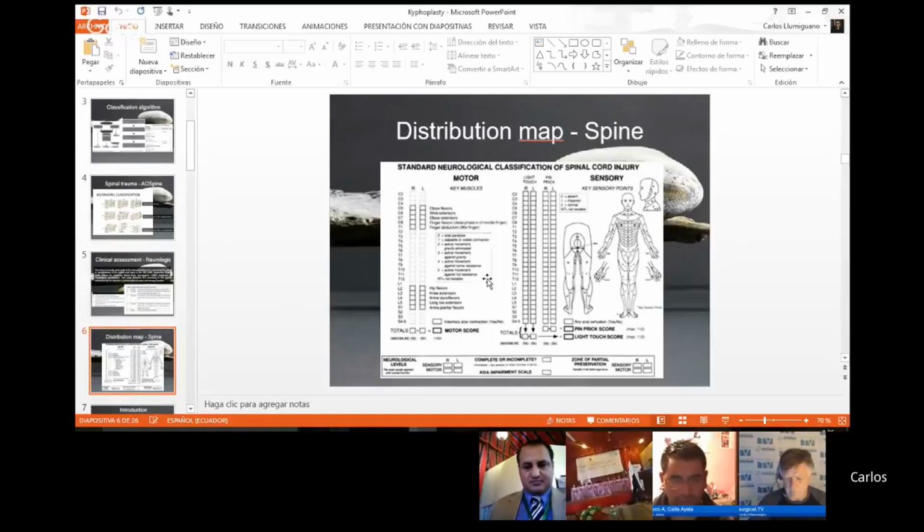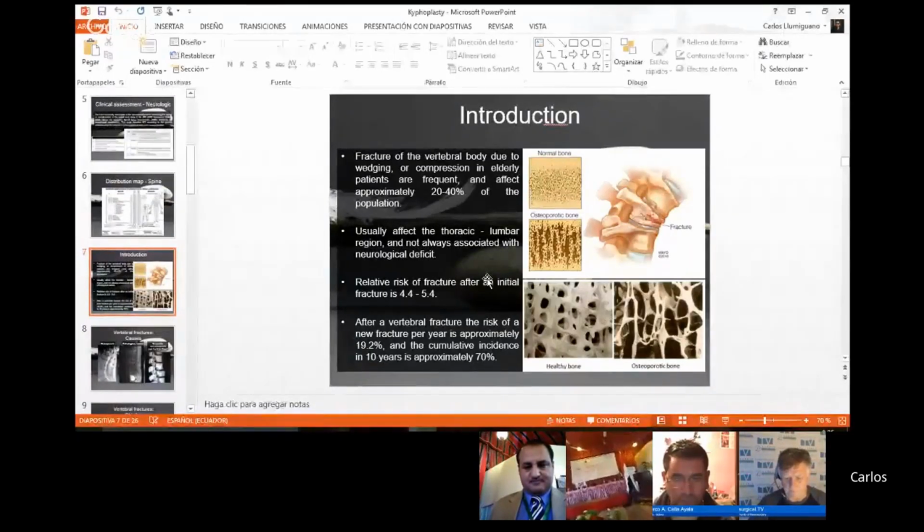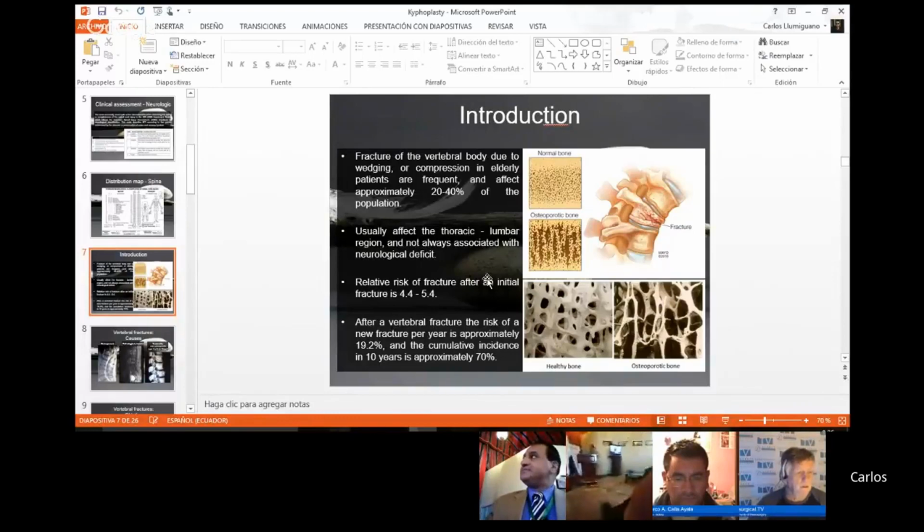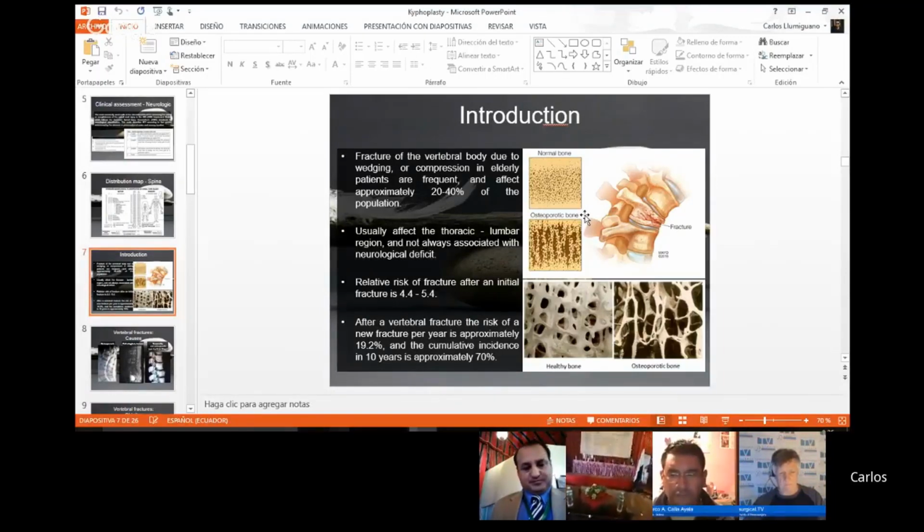For this conference, the important thing is the treatment or management of fractures in elderly patients. Fractures of the vertebral body due to wedging or compression in elderly patients are frequent and affect approximately 20 to 40% of the population. They usually affect the thoracic and lumbar region and are not always associated with neurological deficits. The relative risk of fracture after an initial fracture is about 4.4 to 5.4. After a vertebral fracture, the risk of a new fracture per year is approximately 19.2%, and the cumulative incidence in 10 years is approximately 70%.